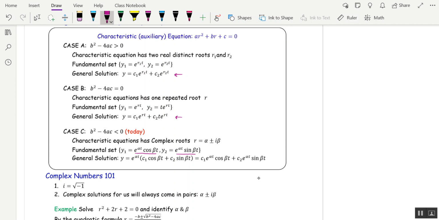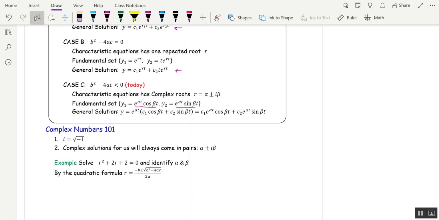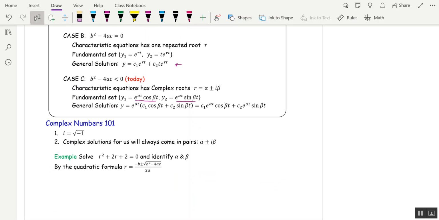So let's just jump in and see what we need to know. You don't have to know a lot about complex numbers to do this. You need to know two things. One, what is i? i is the square root of -1. Two, complex solutions will come in pairs, and they'll always look like alpha plus i beta, or alpha plus beta i. Some people like to put the i after the beta. It doesn't really matter. So let me show you how this works.